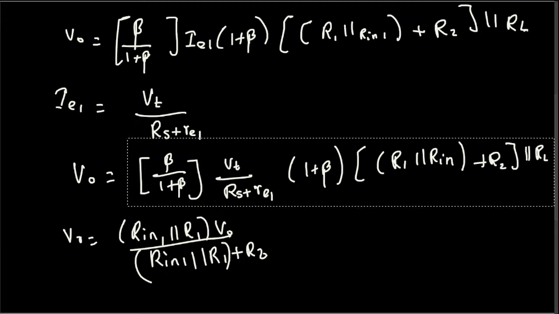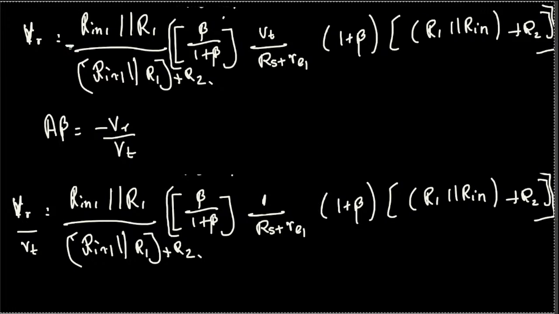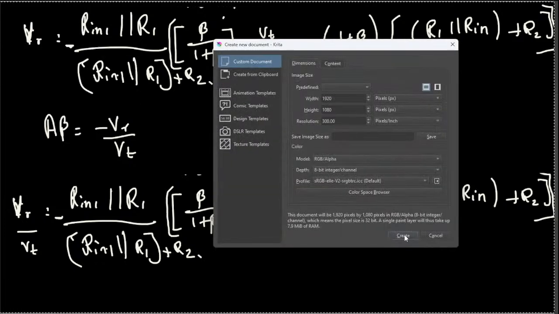Let me double check the VO expression. Yeah, in the VO expression I made a mistake: the VO has a negative sign in front. So this one has a negative, which brings the negative to here. A beta is the negative of this one, so if we put a negative, the negatives cancel, and the positive value of this one is going to be the A beta. So let's go and express this in the next page.